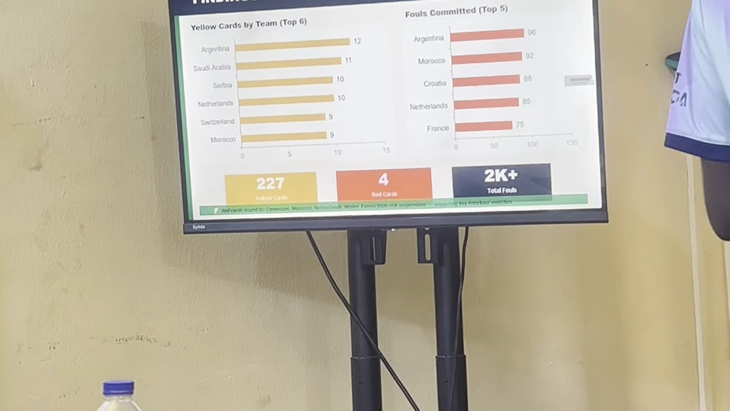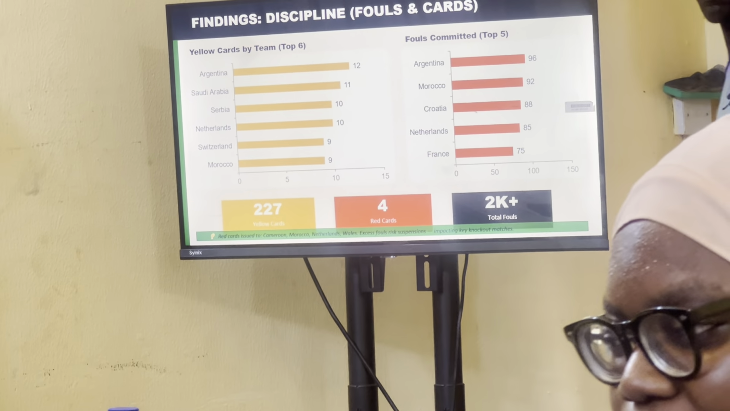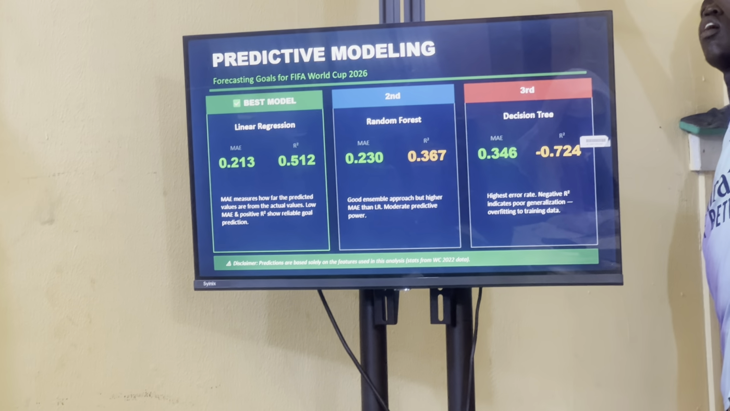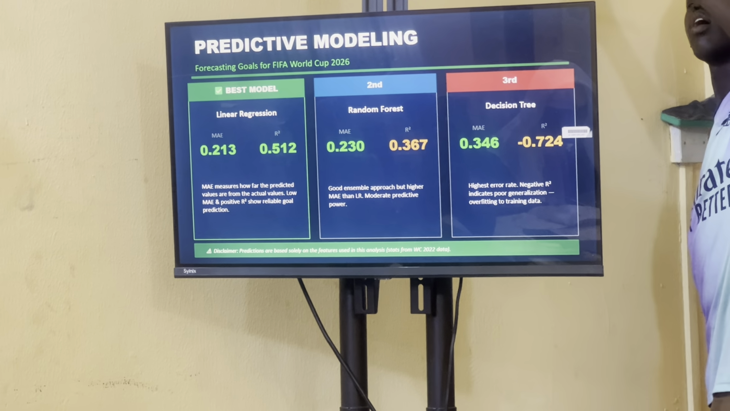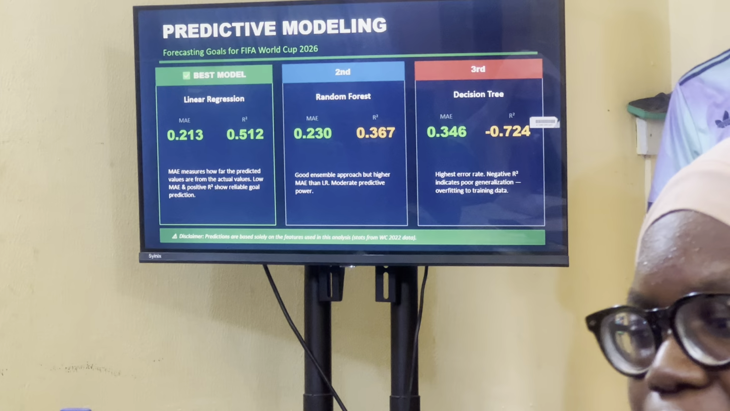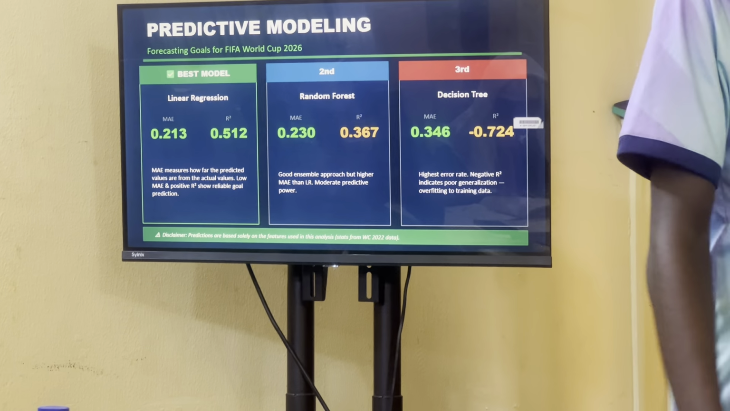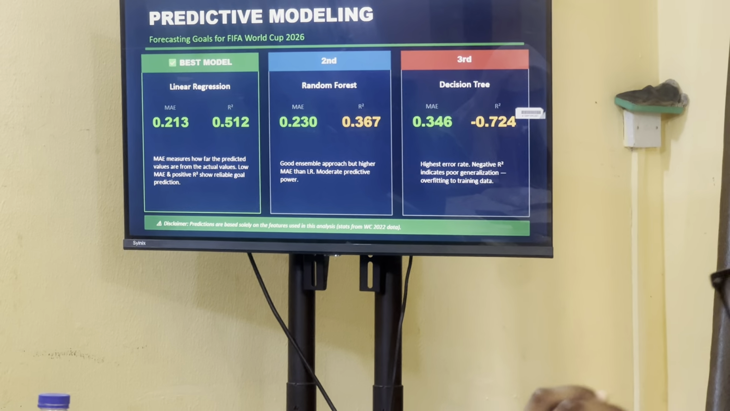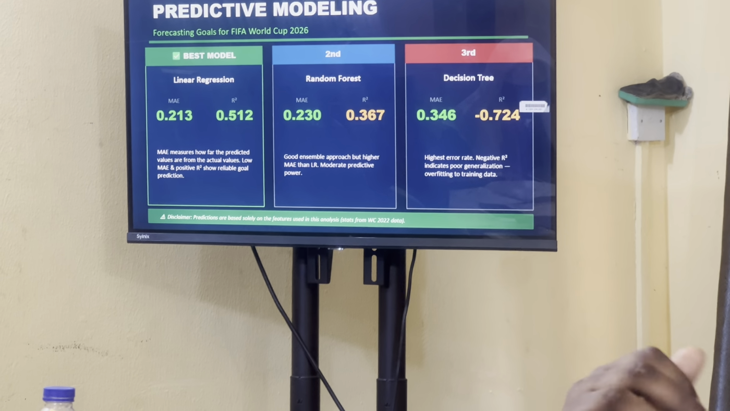The next is my predictive models. For my predictive models, I use 3 predictive models. I use linear regression, random forest, and decision tree. As you can see, linear regression was the best model because it had the lowest MAE.